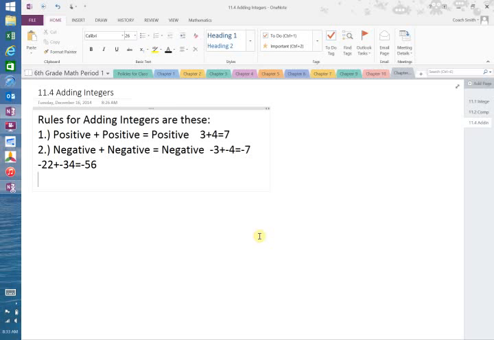Okay, so that's rule number 2. Now this is the harder one. This is the one people struggle with. Rule number 3. Positive plus a negative equals the sign of the larger absolute value. Now I'm going to explain this, obviously.